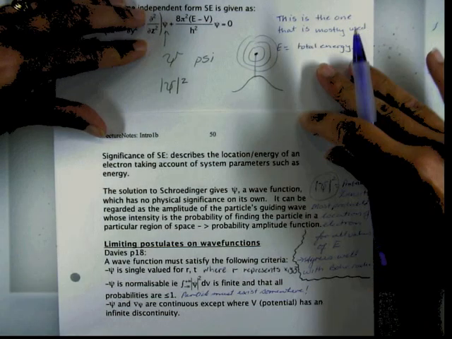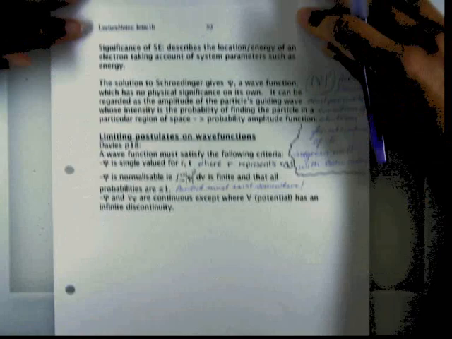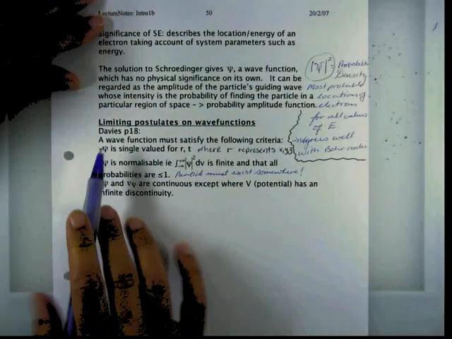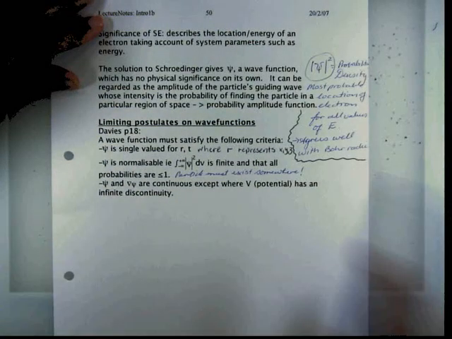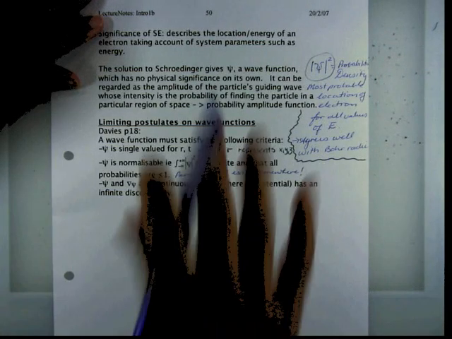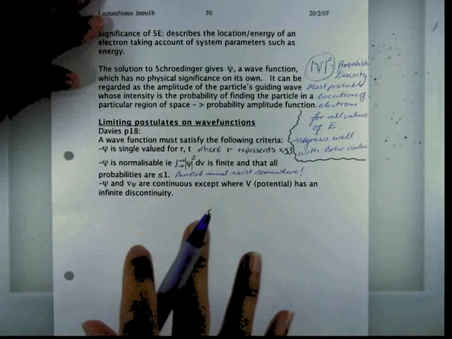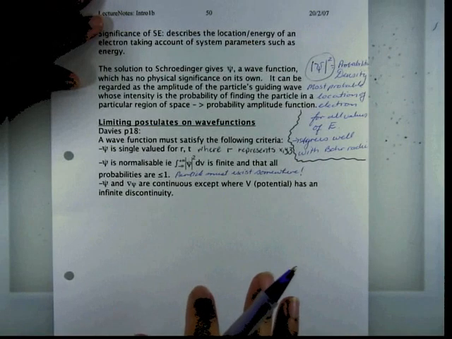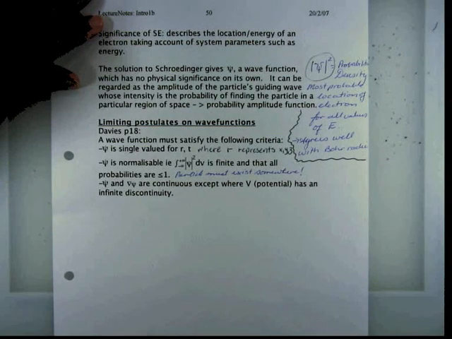I might as well go through the limiting postulates, and then we'll go back to the beginning of that page. So the wave function needs to satisfy these various criteria. The reason I'm giving you this is you may be using it in the second half of this course. Just for completeness, that's why I'm giving it to you, but we will not be using it particularly ourselves.